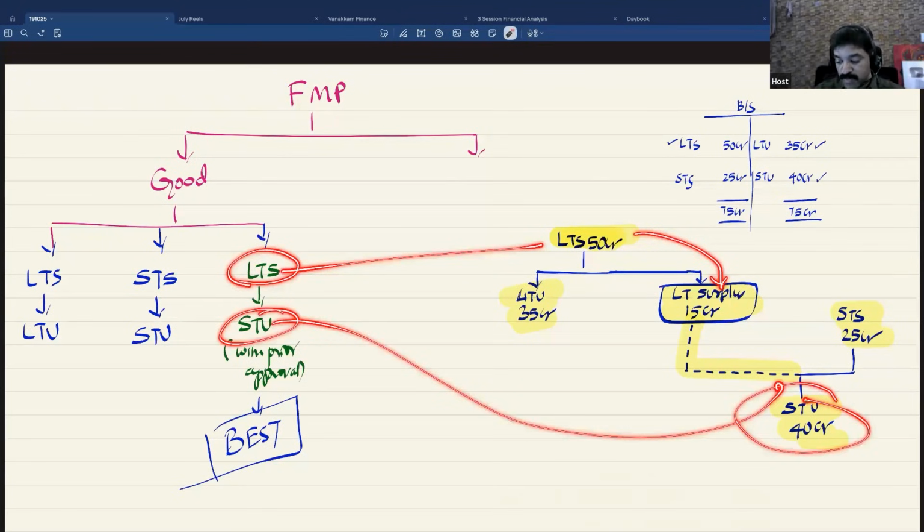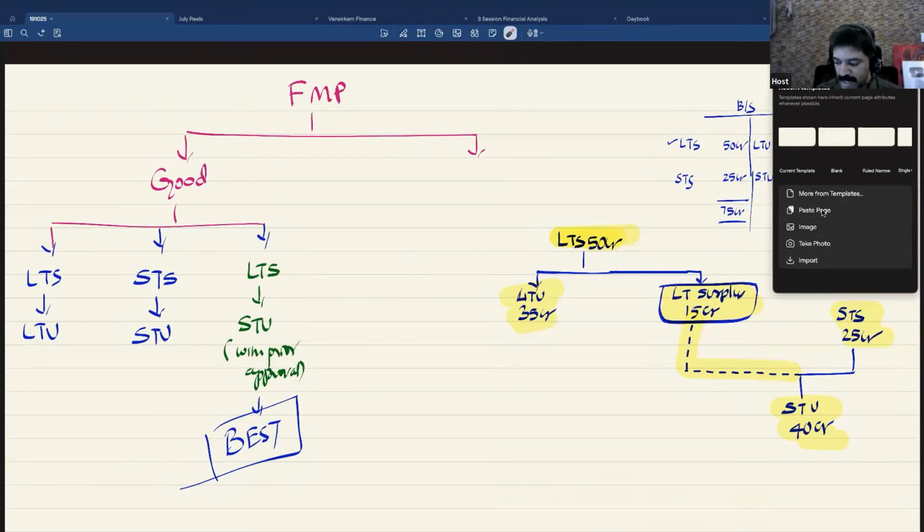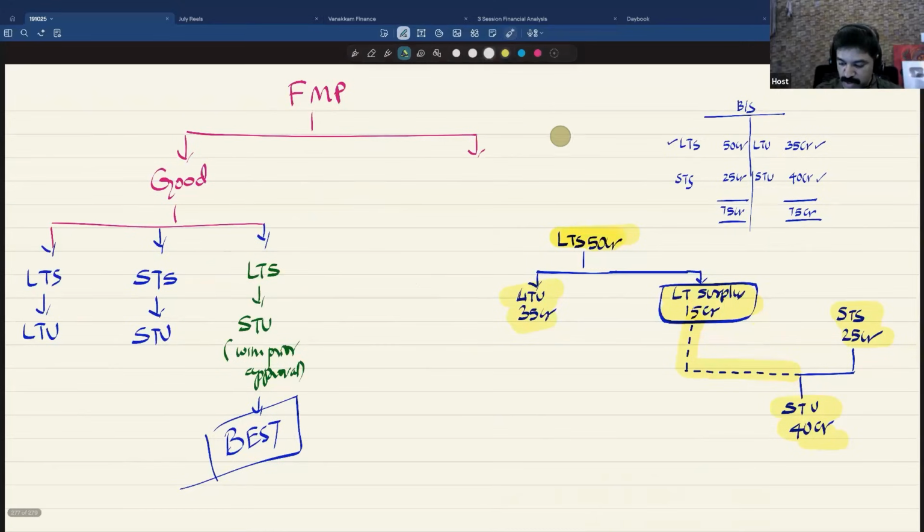And if this is done with the approval, let's say whoever has given this 50 crore, they have given their approval. They say that yes, it can be used for short-term use. There is an approval. Prior permission is available. Then it is not only good, I would say it is a best financial management practice. Why am I calling this the best financial management practice? There is a reason, and you will be surprised with that. Why it is the best.